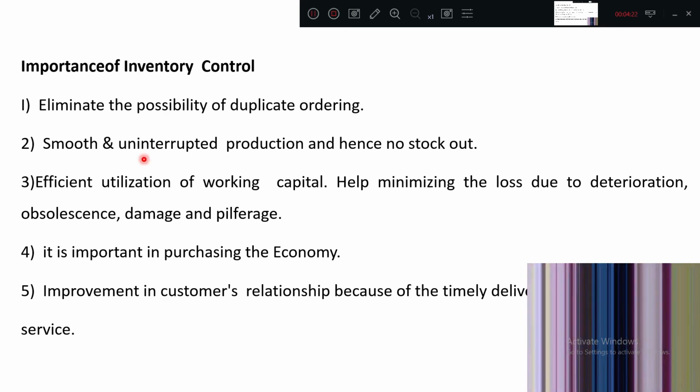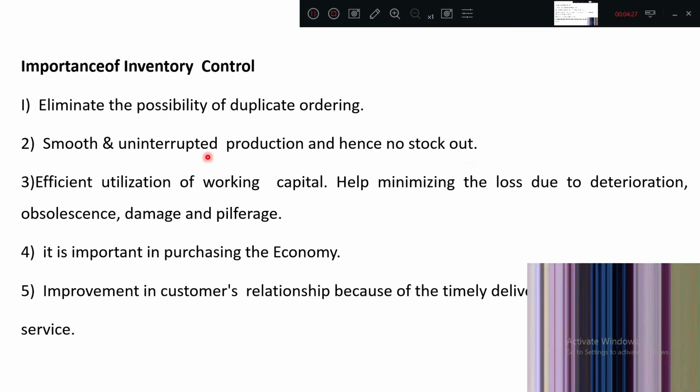Okay, smooth and unimpeded production and hence no stock out. Means what? Continuous. If you are producing concrete at a batching plant, all your raw materials should be supplied continuously. Hence no stock out means the batching plant should not suddenly stop working. Should not stop working. Okay. Due to what? Due to non-availability of materials. That is called a stock out.